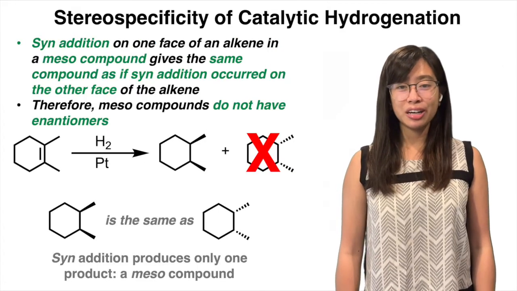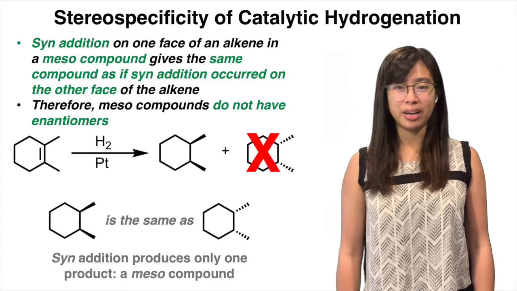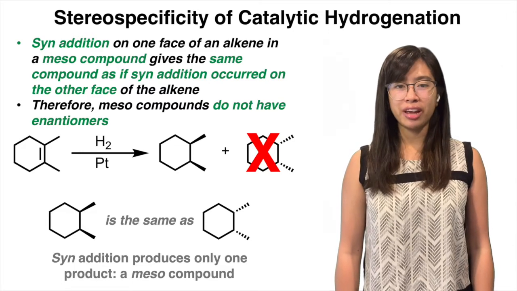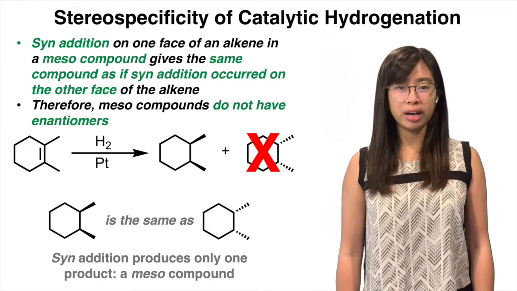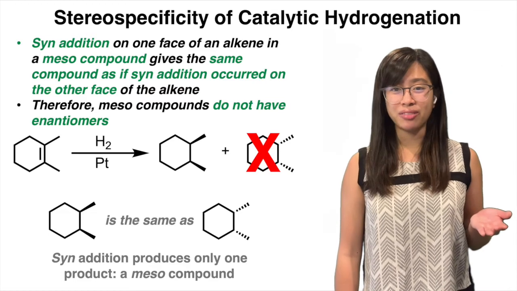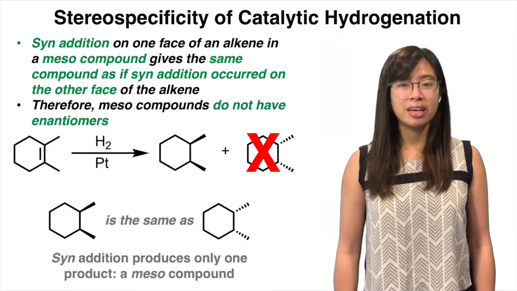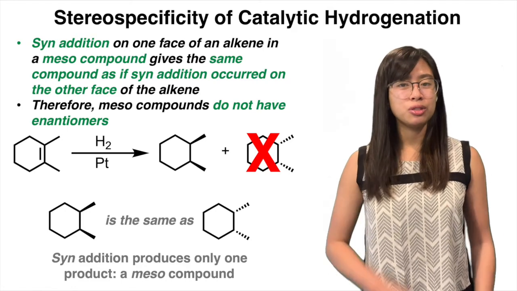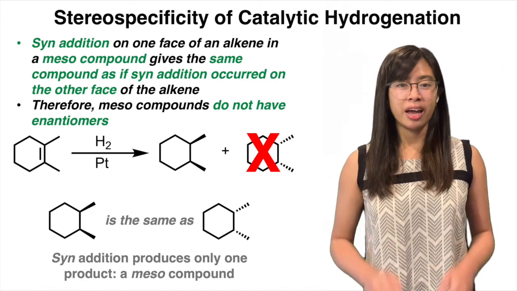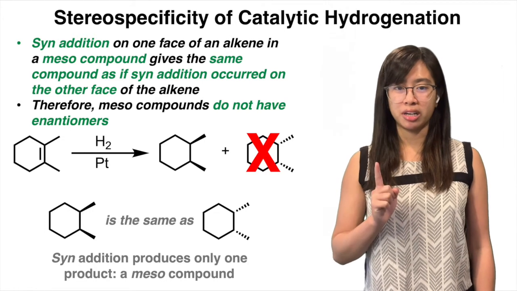Now, if catalytic hydrogenation occurs on a meso compound, syn-addition on one face of an alkene in a meso compound actually gives the same compound as if a syn-addition occurred on the other face of the alkene. This means that meso compounds do not have enantiomers, and they would only form one product.